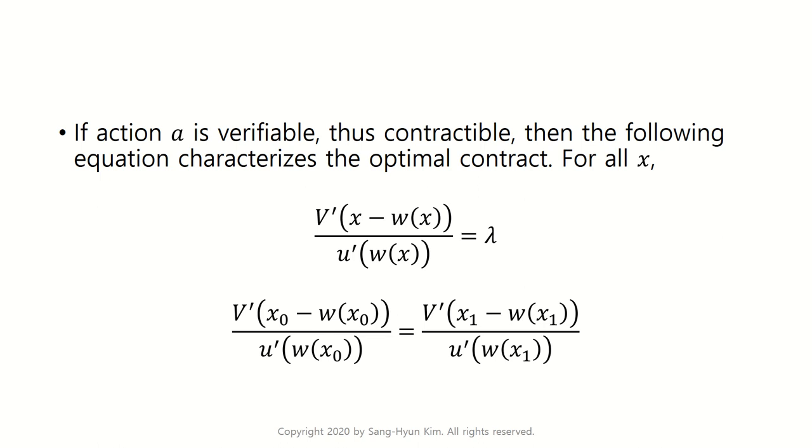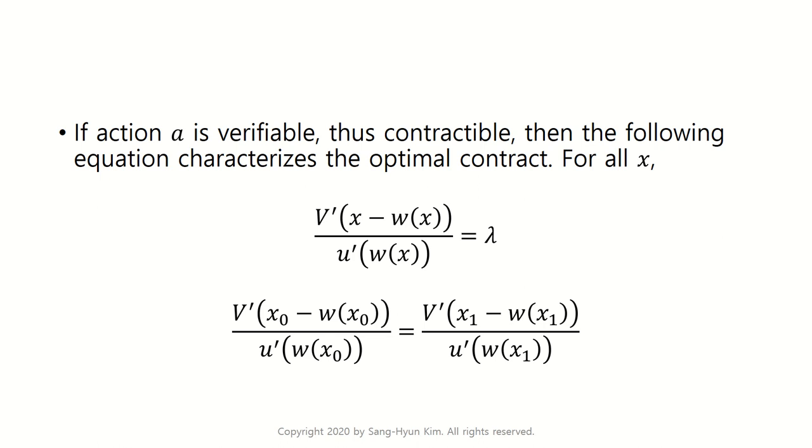Okay, and also this is the way to optimally share the risk. So this is the way to maximize the social surplus, this is the way to maximize the principal's expected utility, and also this is the way to optimally share the risk. Okay, so this equation is the optimal. I will later call this equation the optimal risk sharing rule.